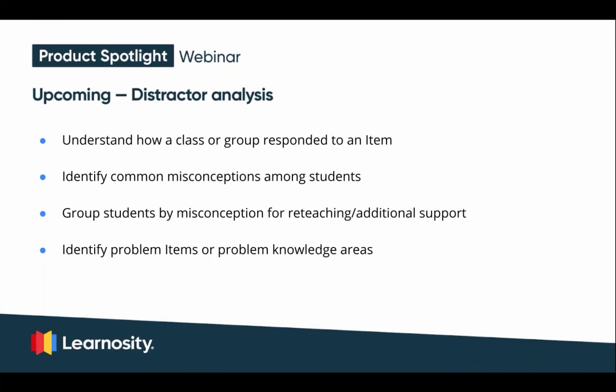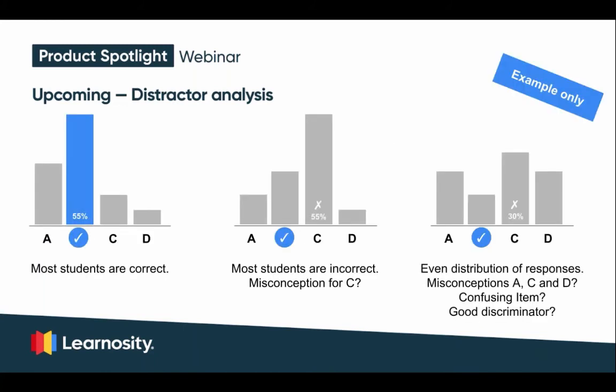We can also use distractor analysis on the authoring side to identify problem items or to identify difficult knowledge areas that our platform is not supporting well enough. Let's look at some examples of how distractor analysis could be used to gain some insight into your students or your content.